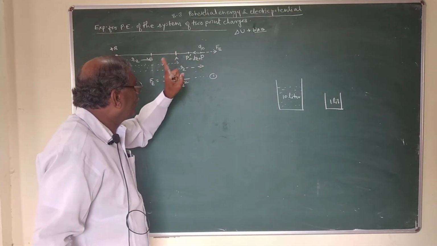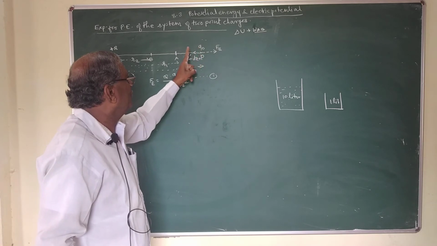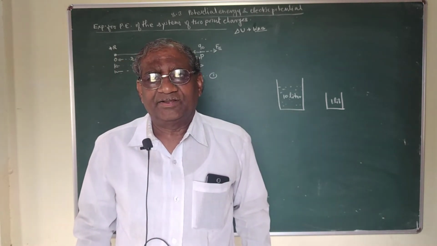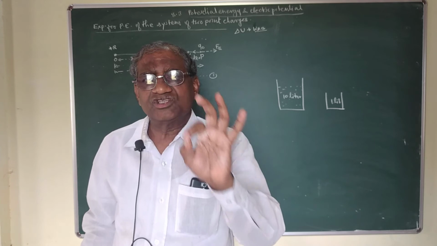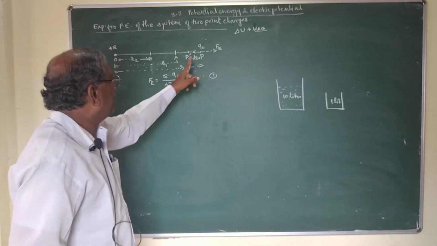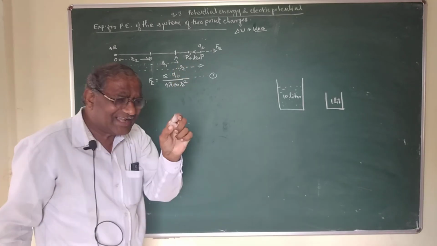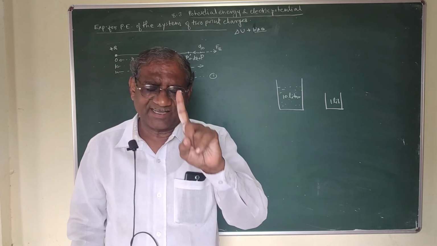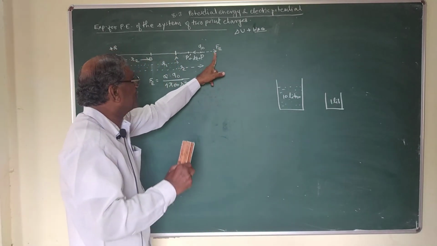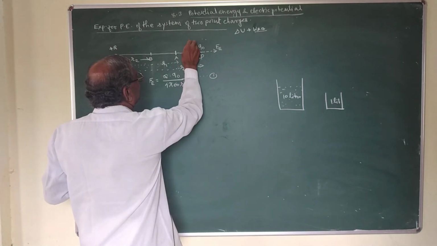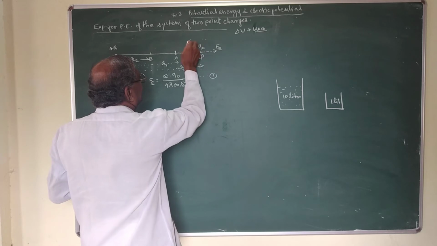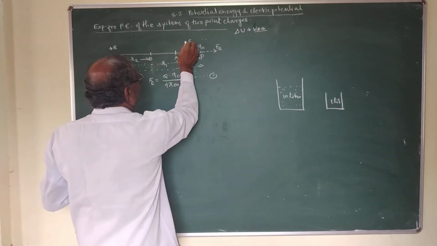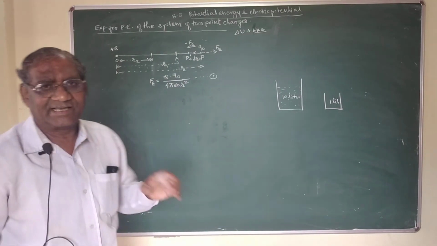But we have to move this Q0 charge from P to P dash. What we have to do? We have to move this Q0 charge from P to P dash through a very small distance dr. What we have to do? We have to apply external force, of same magnitude to that of this force, but opposite in direction. This force is minus. Clear?